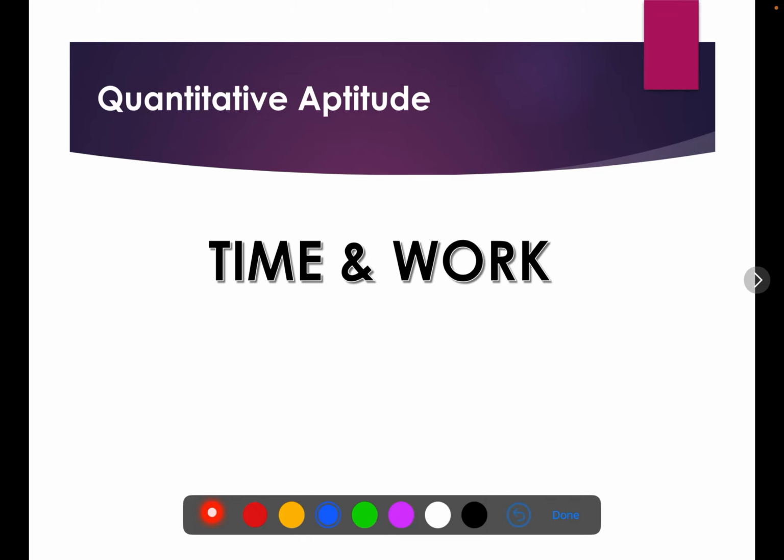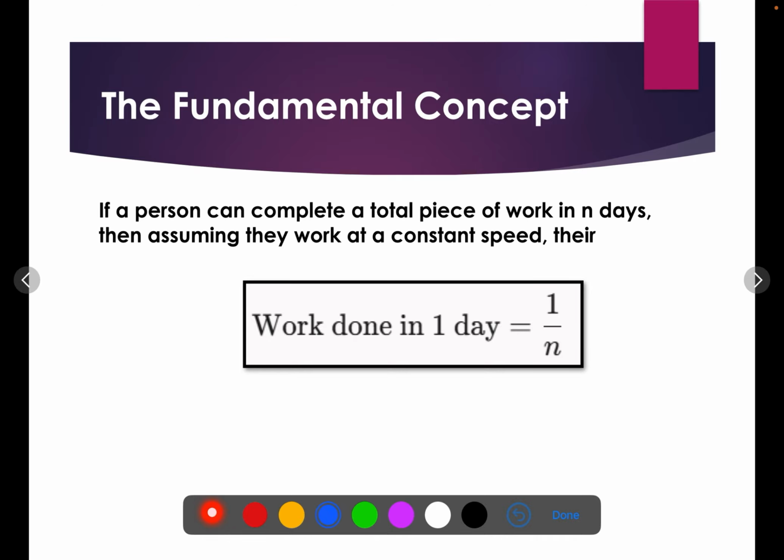Hello everyone. Today we will study the topic time and work. The very important and the only concept you have to understand here is if a person can complete a total piece of work in n days, assuming they work at a constant speed, then the work done in one day is 1 upon n.